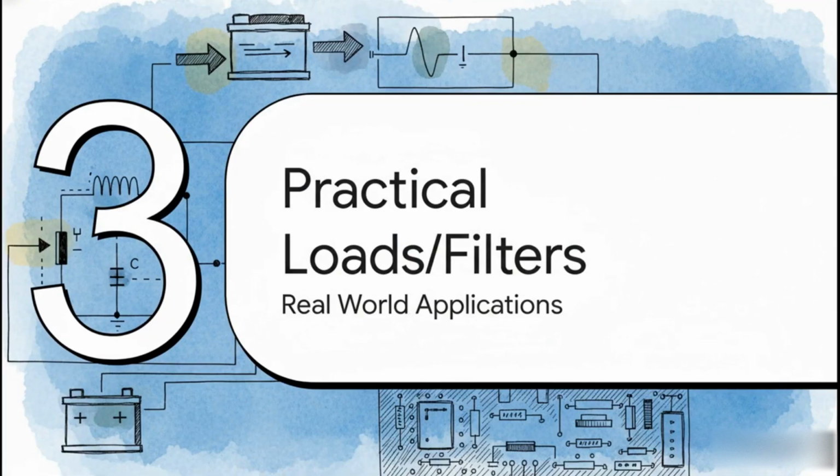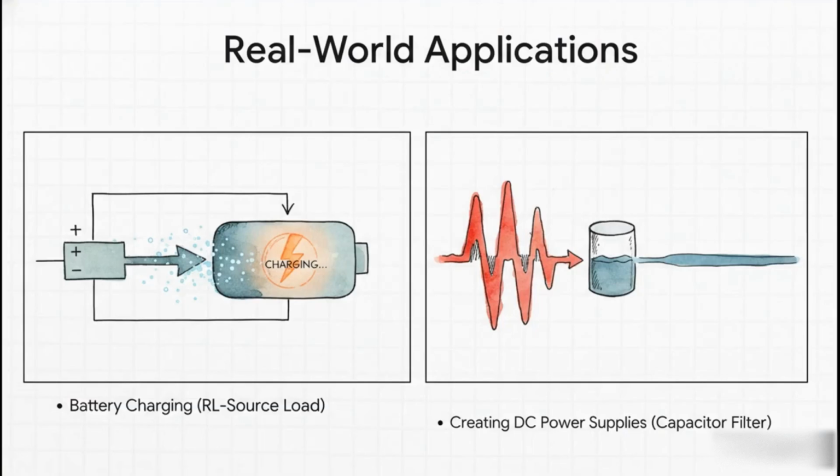Okay, let's move into part three. It's time to bring this out of pure theory and see how it actually works in the real world. We're going to look at two super common applications, charging up a battery and building a smooth DC power supply. So first, we'll break down what happens when our load isn't just a resistor and inductor, but also includes a DC voltage source, like a battery. Then, we'll see the classic trick for smoothing out that bumpy DC output by using a capacitor filter.